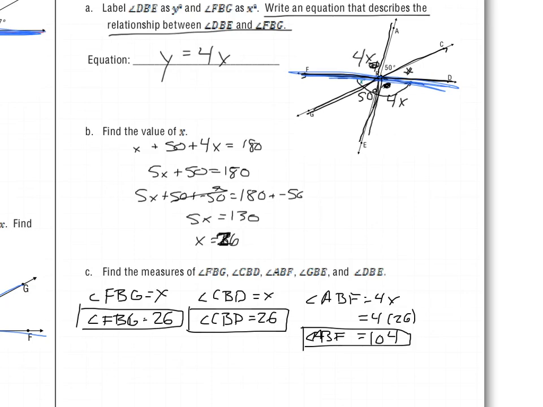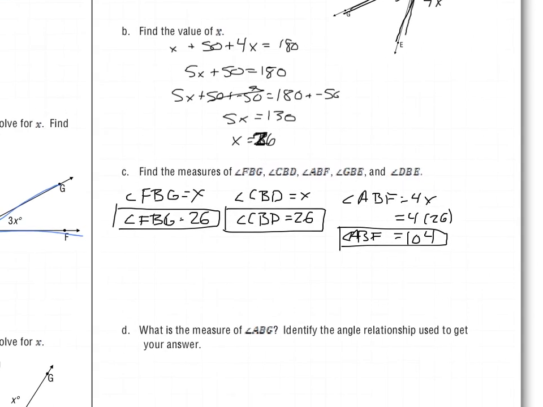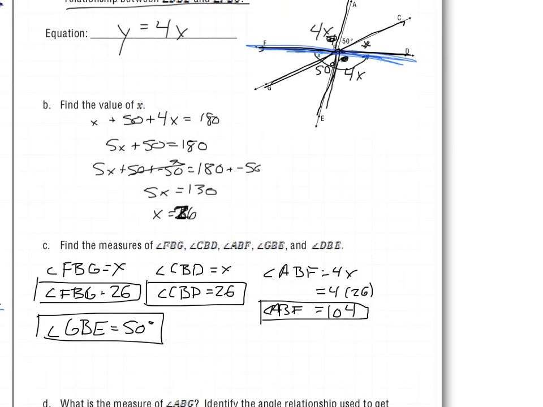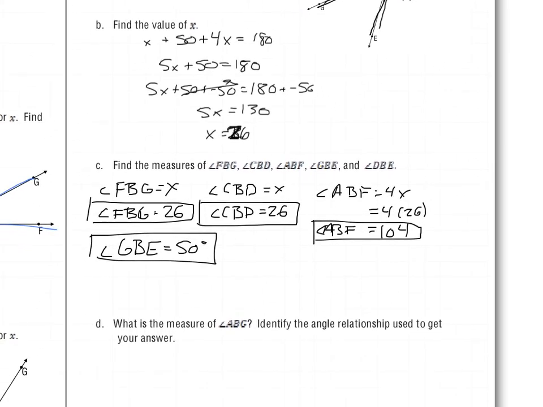Angle GBE, that was vertical to the 50, so we actually know that one's just 50. And angle DBE, that one was also 4x. Angle DBE is equal to 4x. So angle DBE is 4 times 26, which is 104.